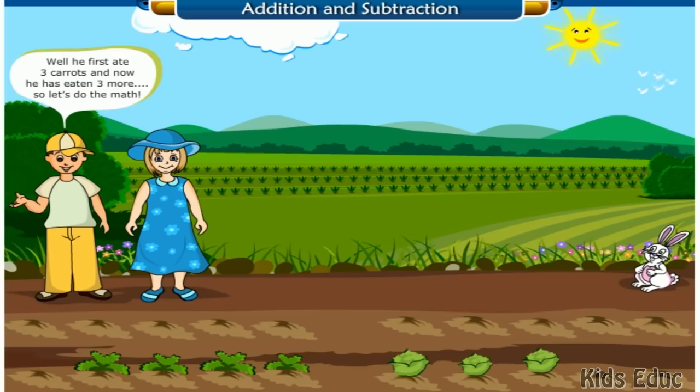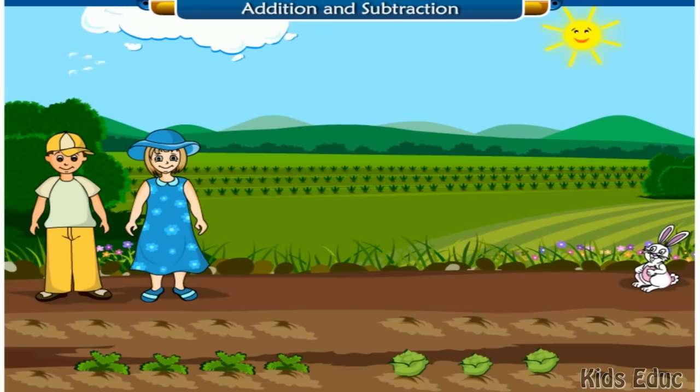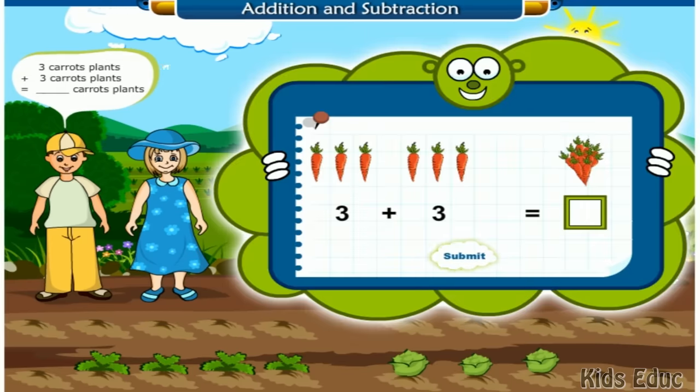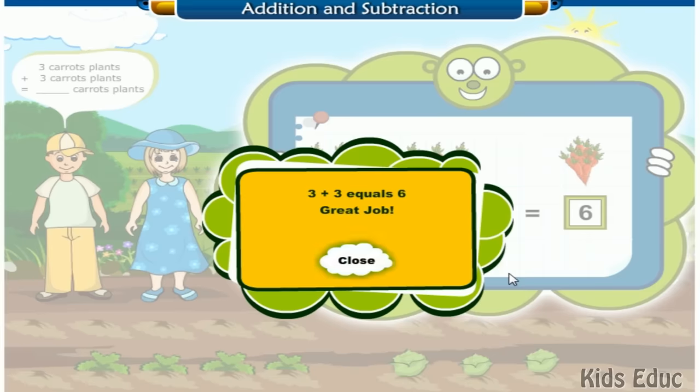How many carrots has Bunny eaten? Well, he first ate 3 carrots, and now he has eaten 3 more. So let's do the math. 3 carrot plants plus 3 carrot plants equals carrot plants. 3 plus 3 equals 6. Great job!